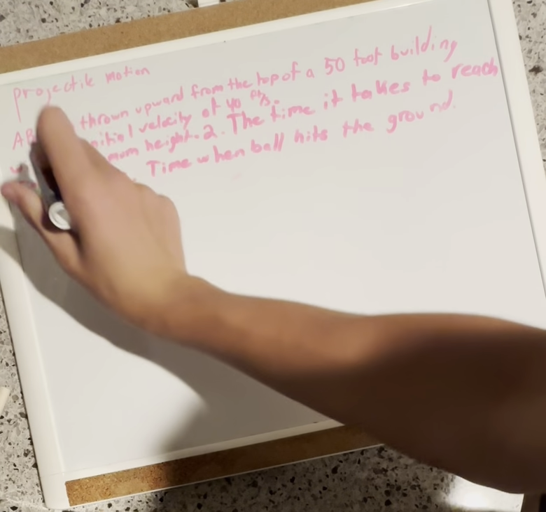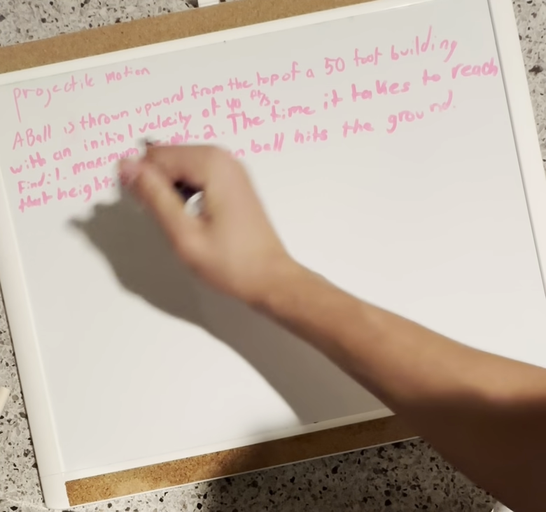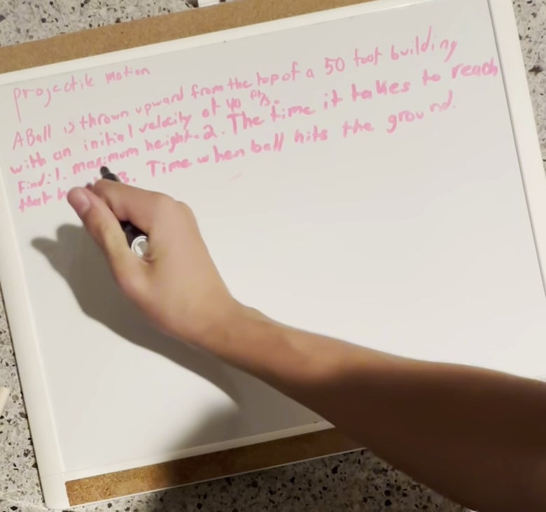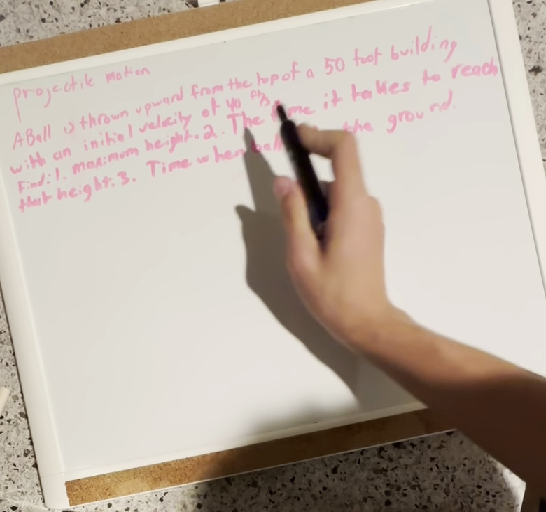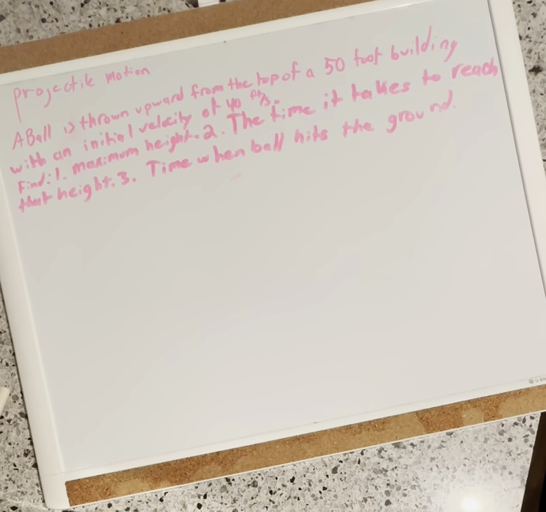The question states a ball is thrown upward from the top of a 50-foot building with an initial velocity of 40 feet per second. Find 1, the maximum height, 2, the time it takes to reach said height, and 3, the time when the ball hits the ground.